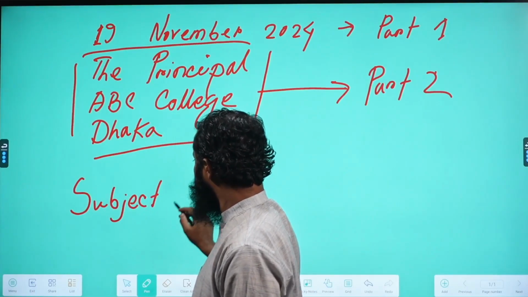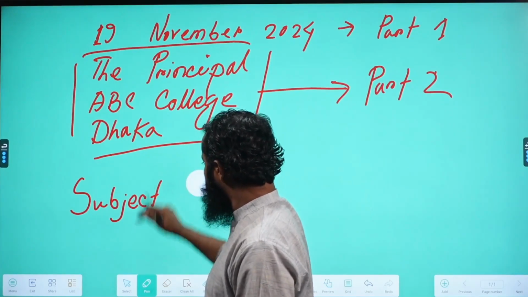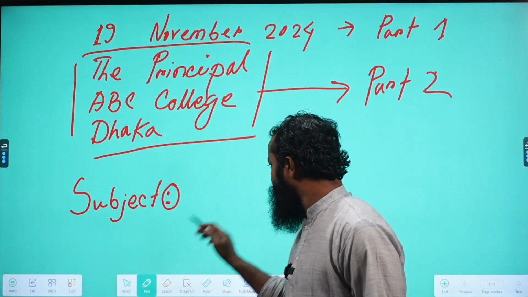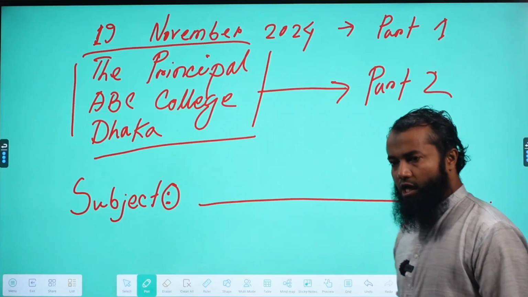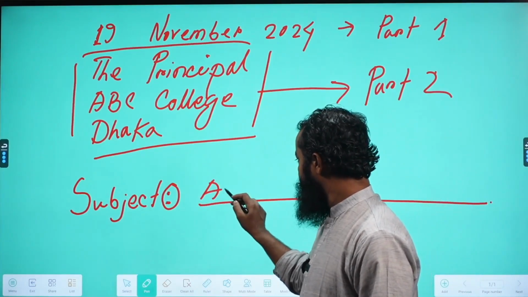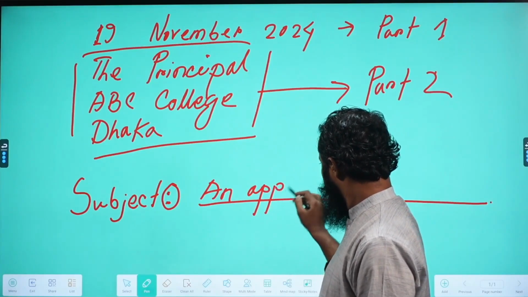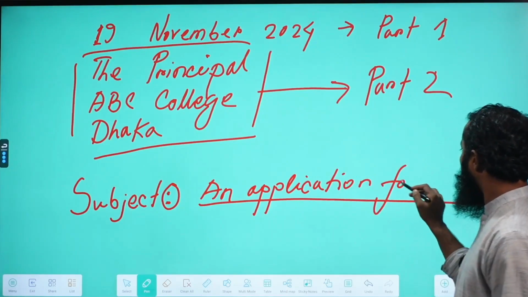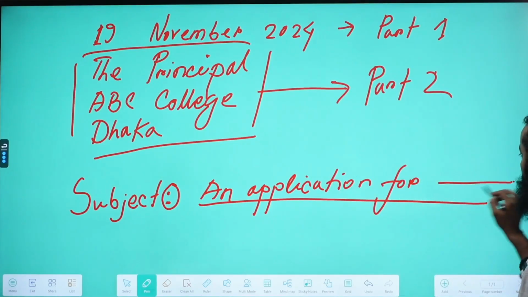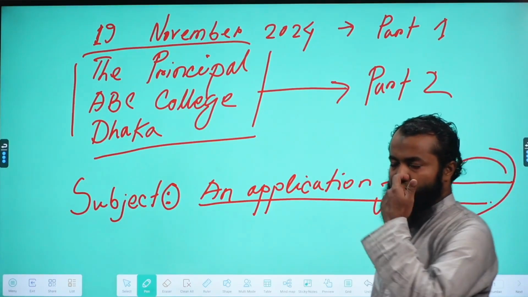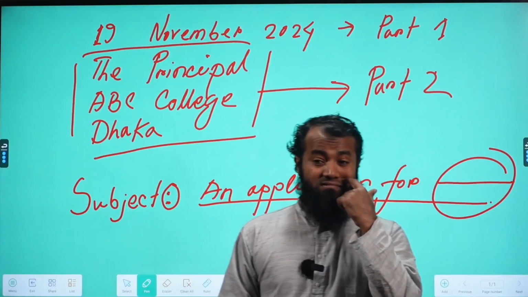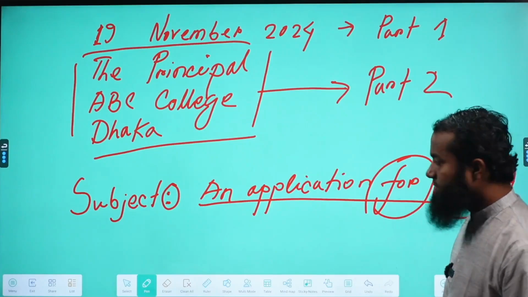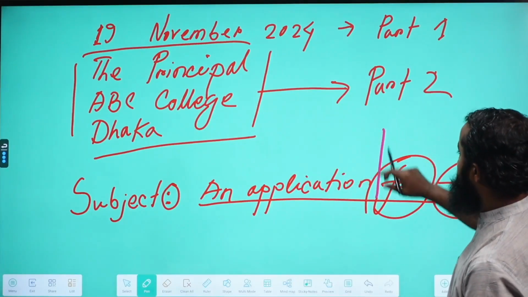Subject line. Okay, you have to write subject and then put a colon here, and now here you have to write the subject. You can start the subject with an application. An application for, and now just put your topic here. Suppose you're writing for a canteen. Now we can write an application for a canteen. That's it.